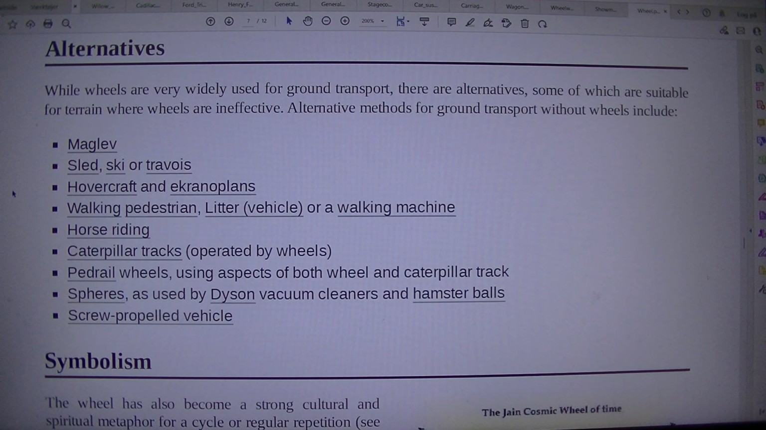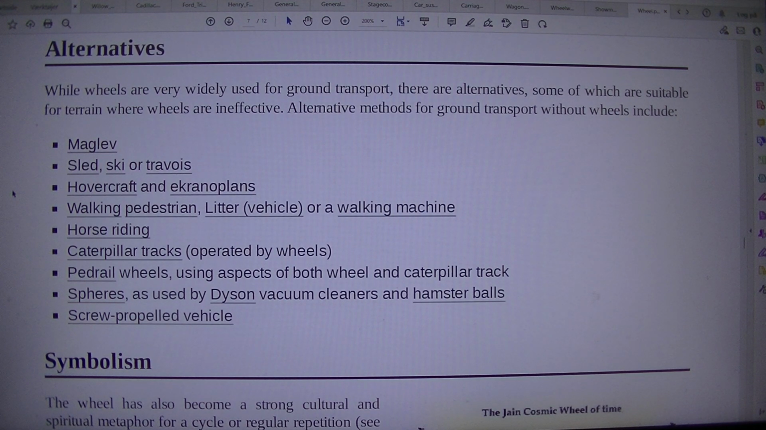or a walking machine, horse riding, caterpillar tracks, operated by wheels, pedrail wheels, using aspects of both wheel and caterpillar track, spheres, as used by Dyson vacuum cleaners and hamster balls, screw-propelled vehicle.